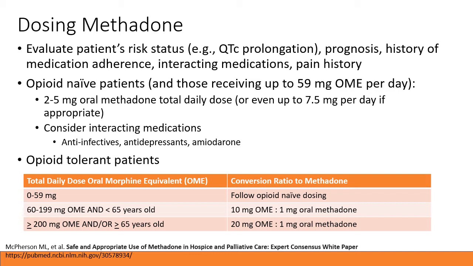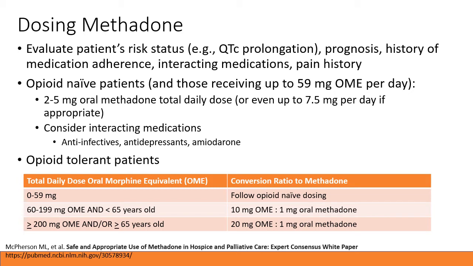Their history of medication adherence. If you have a patient who likes to pretend they're a freelance pharmacist, perhaps methadone is not the drug for that patient. Of course, interacting medications, and I always start with the 3 A's: amiodarone, anti-infectives, or antidepressants. So thinking about the 3 A's, although there are many medications that interact with methadone, and their pain history. So is this medication likely to be effective for this patient?